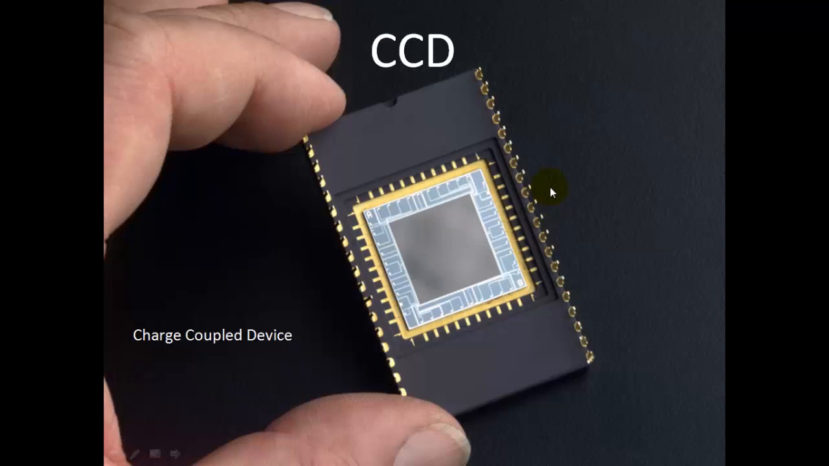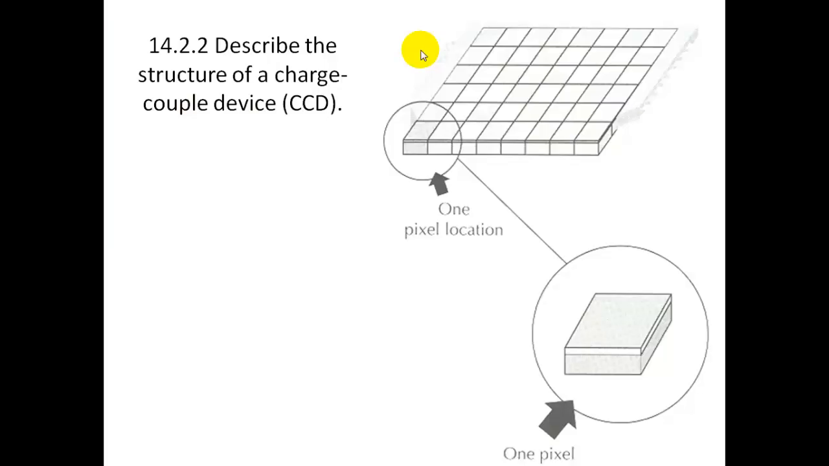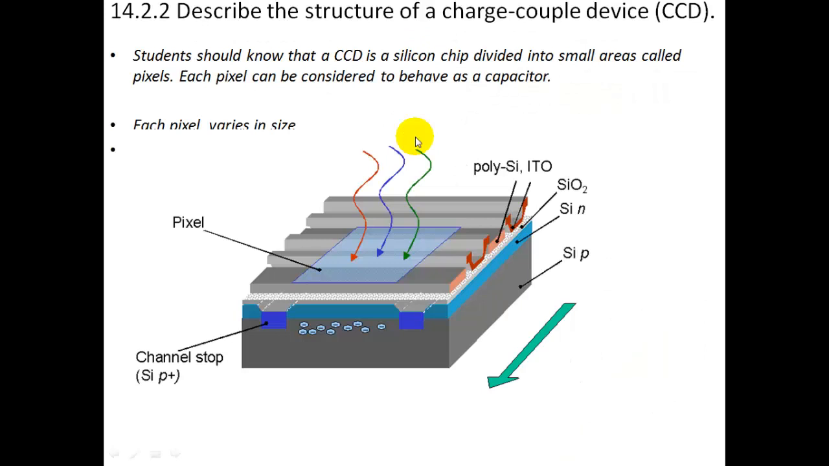The CCD, the charge coupled device. We have to describe the structure of a charge coupled device. It's basically a silicon chip divided into small areas. Each one is called a pixel, and each pixel behaves as a capacitor.